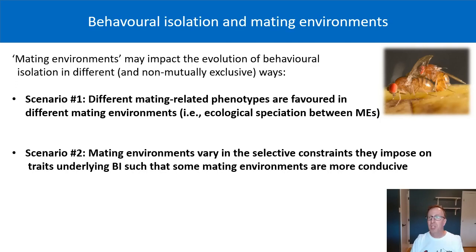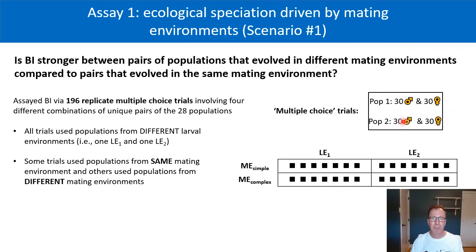So to differentiate between these 2 scenarios, we conducted our first experiment. This experiment was designed to test whether behavioral isolation was stronger between pairs of populations that evolved in different mating environments compared to pairs that evolved in the same mating environment, as you'd expect under scenario 1. So we assayed 196 different combinations of populations using a multiple choice mating trial in which 30 males and 30 females from each of 2 populations were placed together in a cage, and we recorded who mated with who.